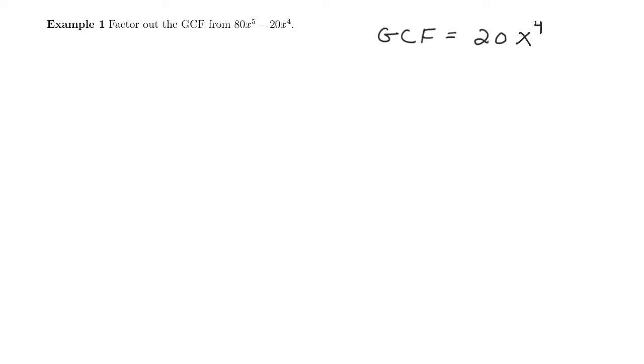What I do is copy down the problem again, and I'm just trying to rewrite this in a way that is factored. I write down my greatest common factor of 20x to the fourth, and I set up some parentheses. Inside the parentheses, I place whatever is necessary so that when I distribute the 20x to the fourth inside the parentheses, it takes me back to my original answer. So here's what I mean.